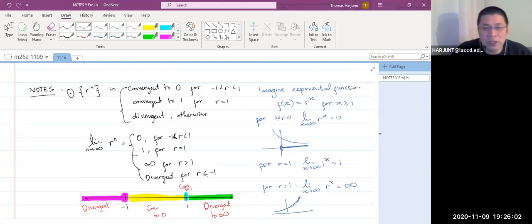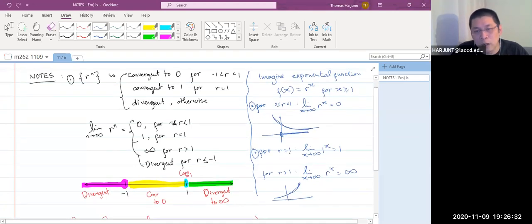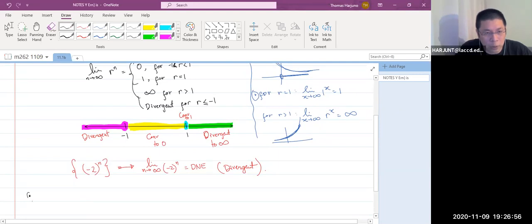Now you can imagine this r to the n using our exponential function. Too bad the exponential function only allows the base to be positive and not 1, right? But you can imagine what happens if it is between 0 and 1. It will be decreasing, therefore, when x goes to infinity, it will be decreasing down to 0. When r equals 1, it's already the constant function y equals 1. So it's always 1. What happens if the base r is greater than 1? Then it will be increasing to infinity. We call that divergent to infinity. Now that's the first important concept on ratio or exponential sequence.